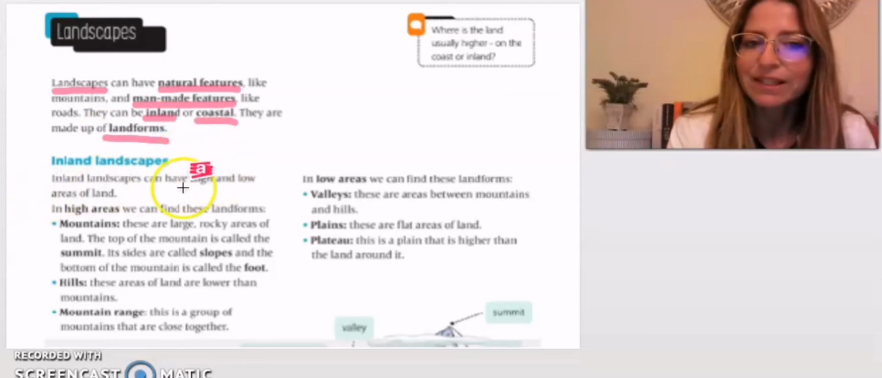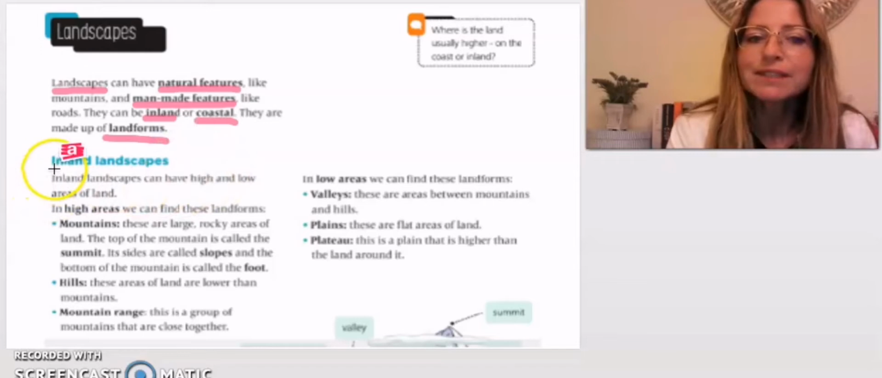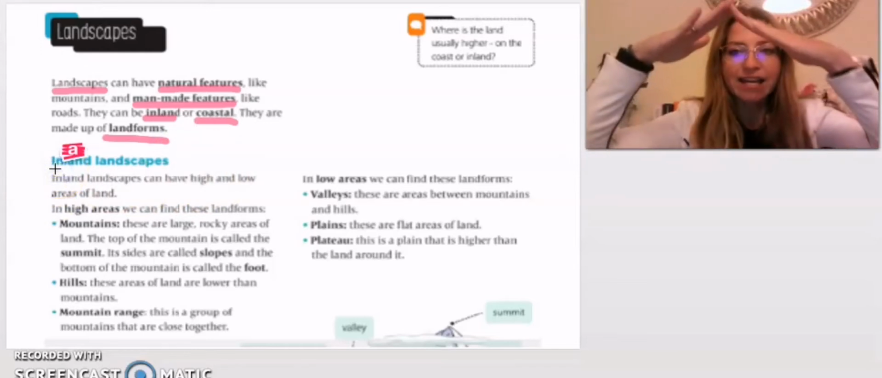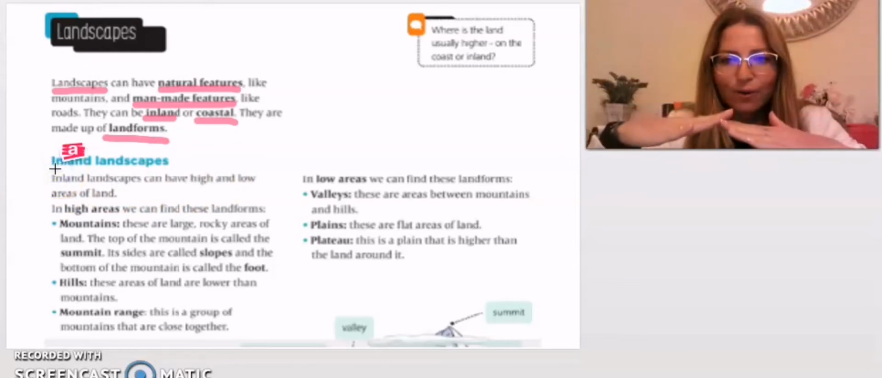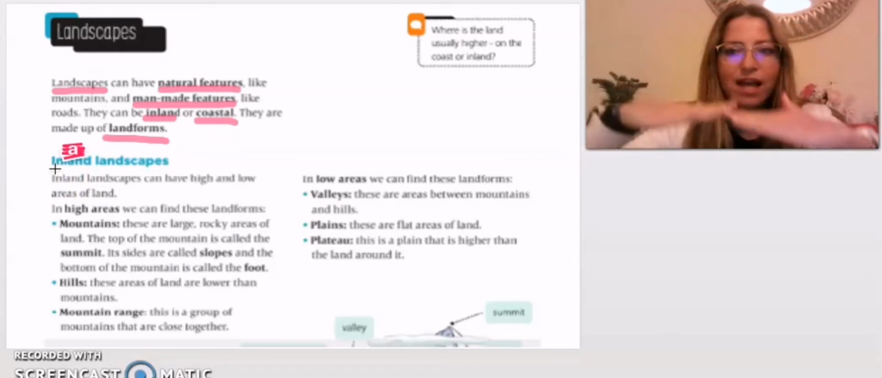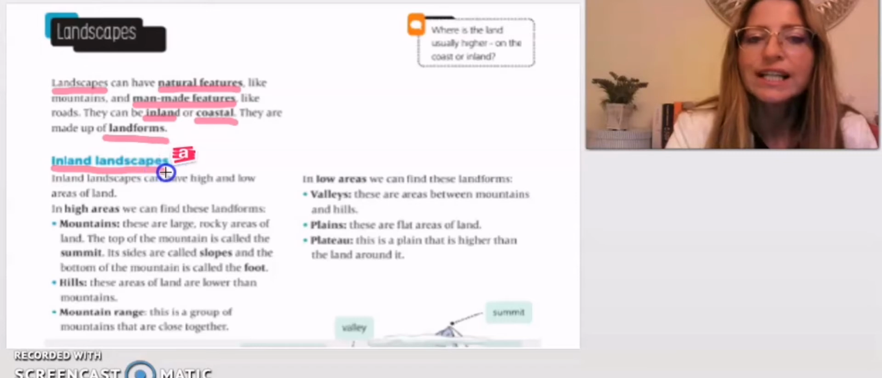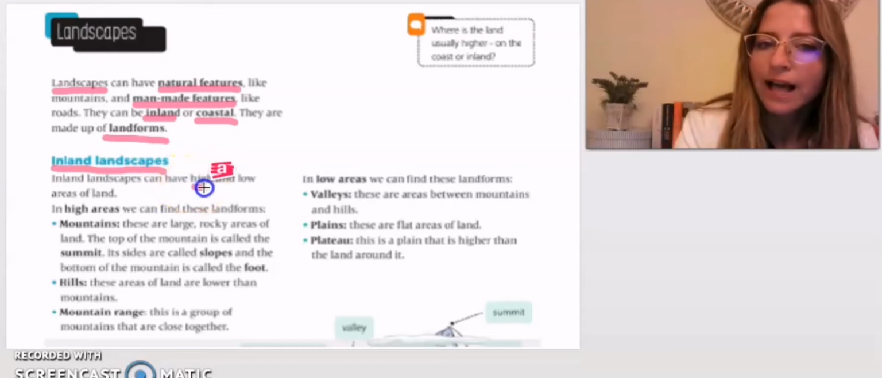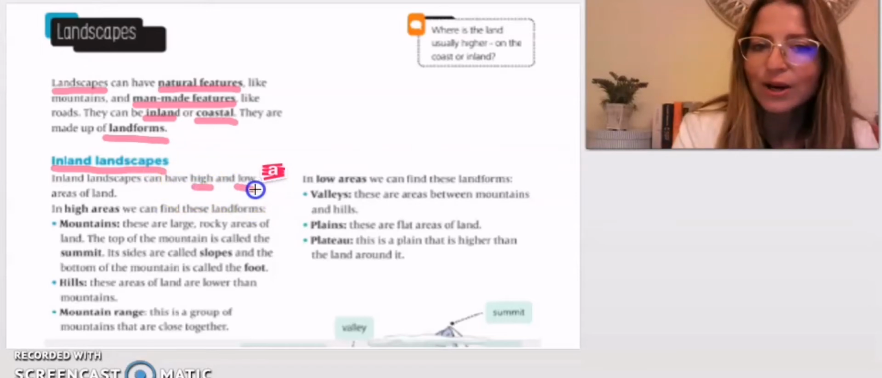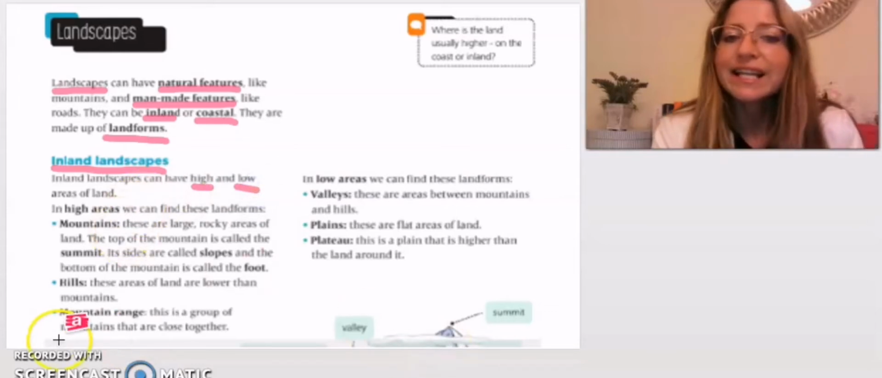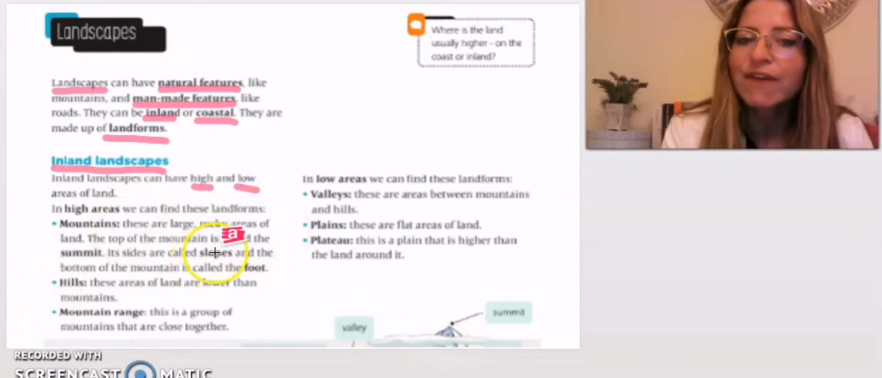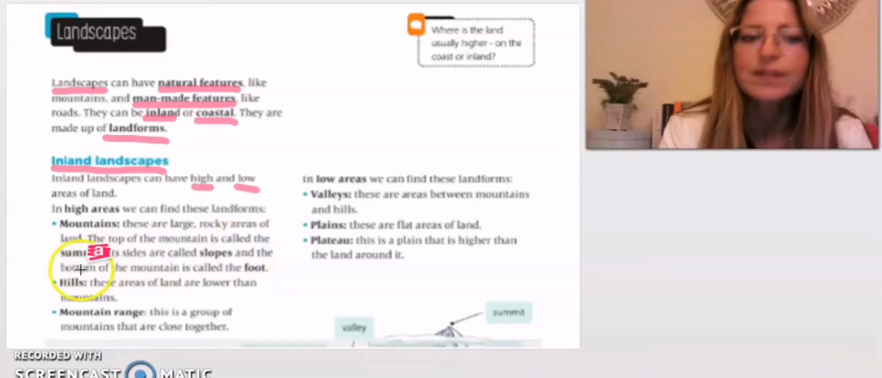Inland landscapes. Inland landscapes can have high areas and low areas. High areas and low areas of land. I'm going to underline inland landscapes and high and low areas. In high areas, we can find these landforms.